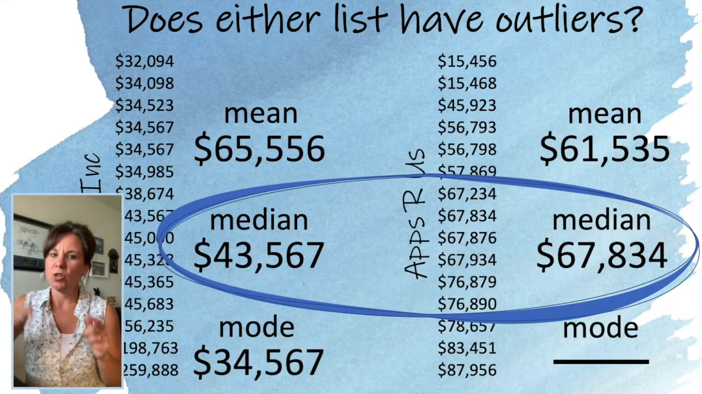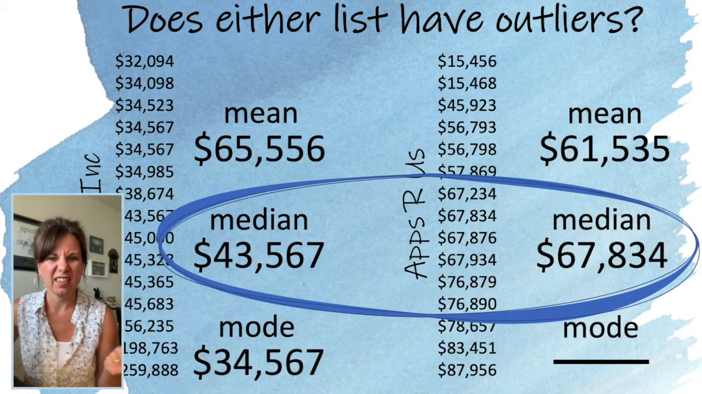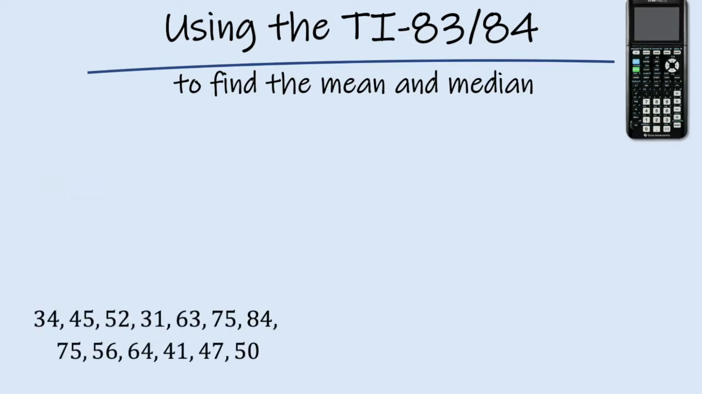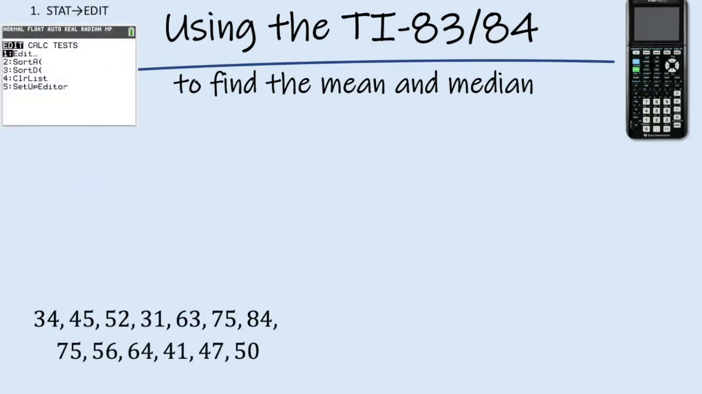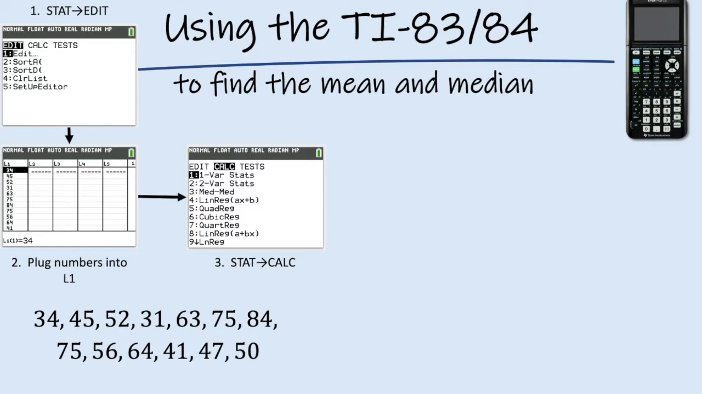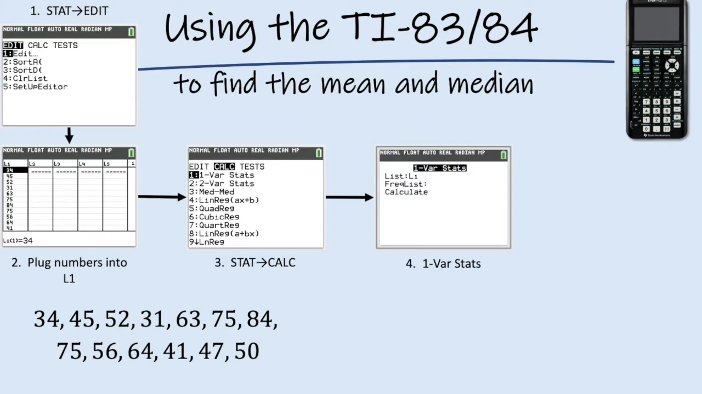Now, to do all this manually with paper and pencil, that can be a lot of work. So let's learn how to use the calculator. I'm going to take you through the graphing calculator, Texas Instruments 83 and 84, to find the mean and the median. Okay, let's say we have a list of numbers. First thing you're going to do is go to Stat and hit Edit. Then you plug all the numbers into list 1, hit Enter. Then go to Stat and go over to Calc. Go down to one variable stats, hit Enter. In there, you're going to have a list 1 where it says frequency list, leave that blank and hit Calculate.